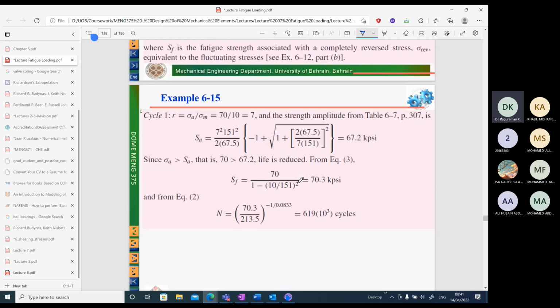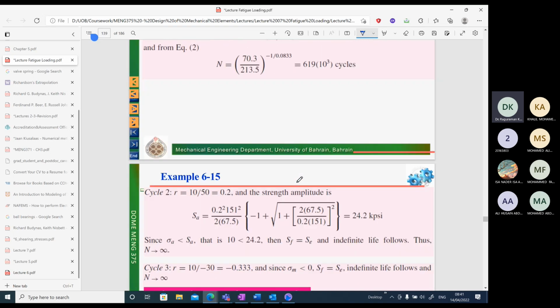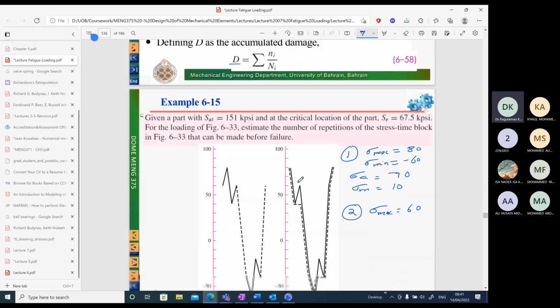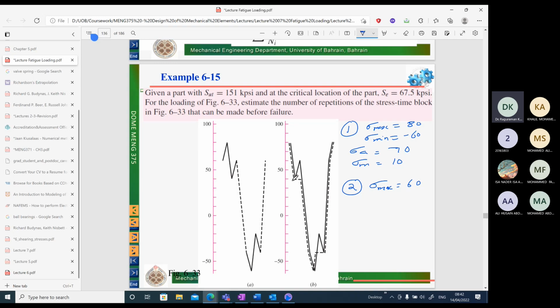Let's see, what do we have here? The cycle 2, 10 and 50, yes. Sigma min is 40. And let's find sigma A, max minus min, 60 minus 40 is 20, 20 over 2 is 10. And the sigma mean value, 100 over 2, 50. So we are right here.